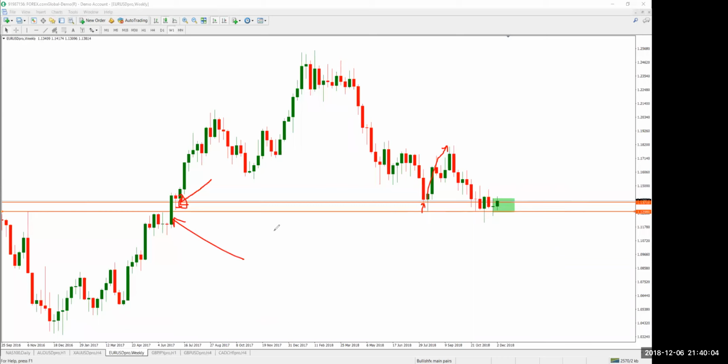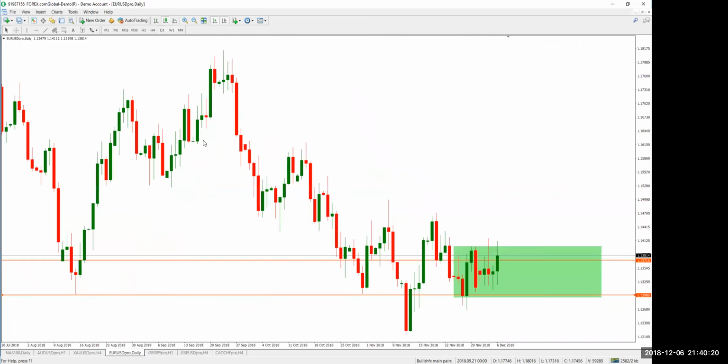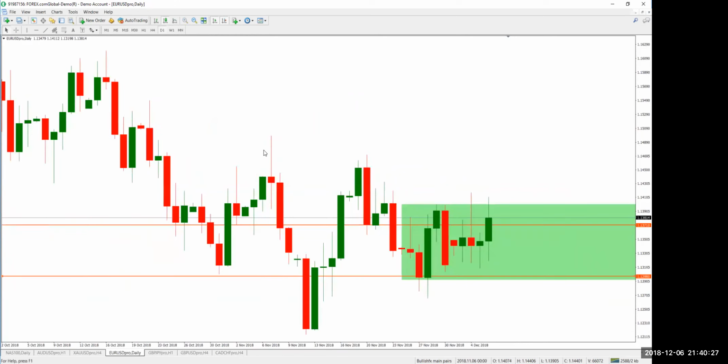So now that we have defined the levels, you can see I've highlighted the last 2 weeks. This is a weekly chart. So now I'm going to drop down to a daily chart. Now let's focus clearly on the green shaded area. We have defined our levels on a higher time frame. Now we need to focus on the green shaded area.